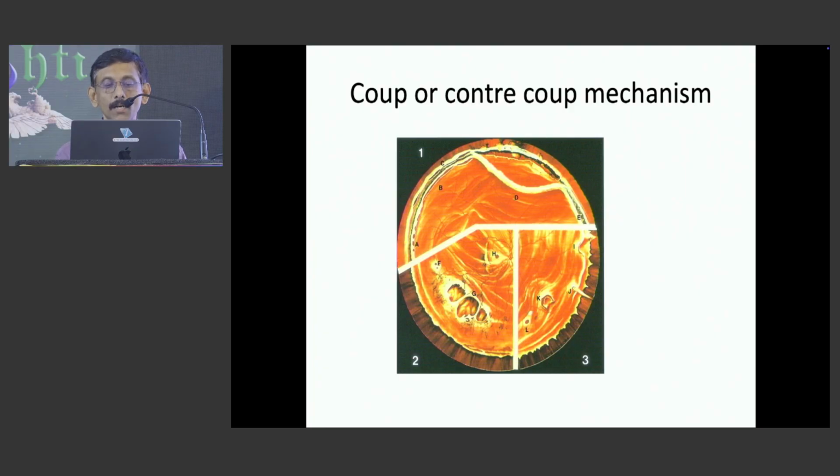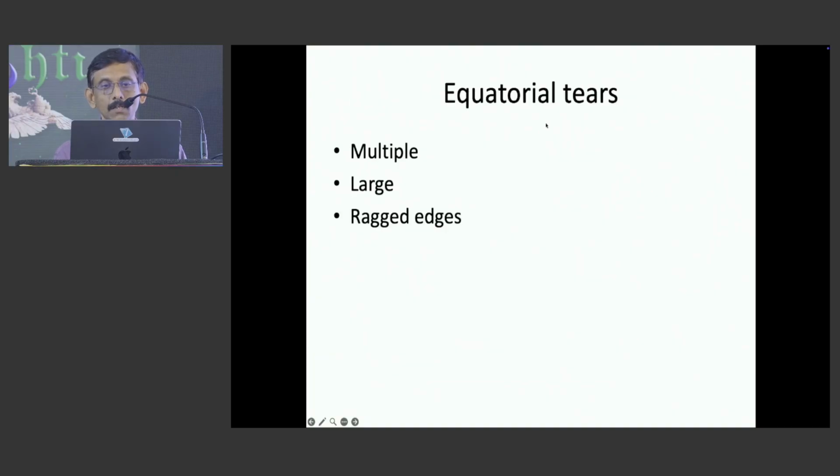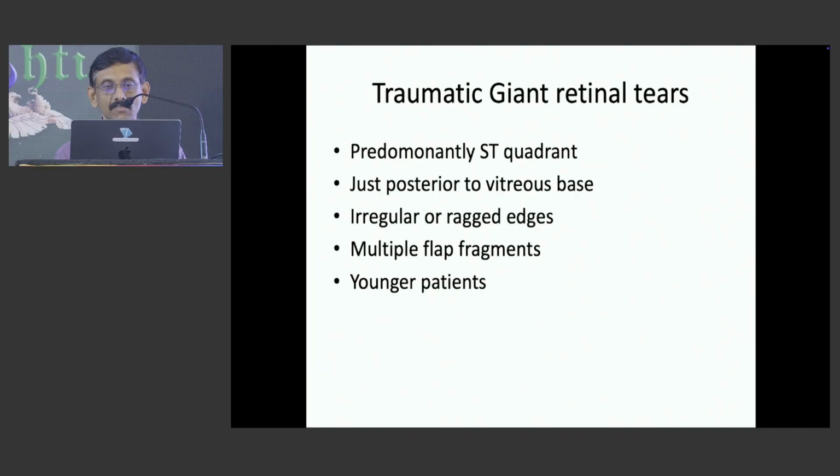The different breaks that occur in blunt injury can be due to a direct injury at the point of contact, a coup injury, or on the opposite side, the contrecoup mechanism. Equatorial tears are said to be pathognomonic of trauma. They can be multiple, large, and can have ragged edges. Traumatic giant retinal tears, unlike the idiopathic retinal tears, may have irregular and ragged edges and may have multiple fragments. And usually they are seen in younger patients and predominantly in the supratemporal quadrant.